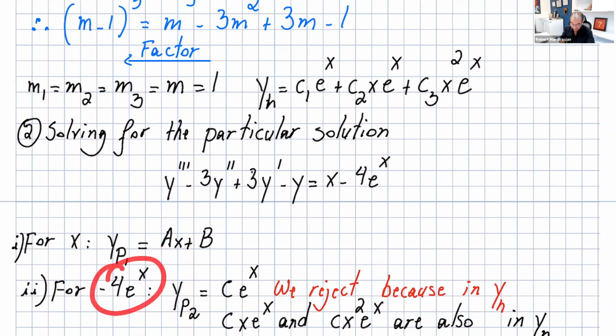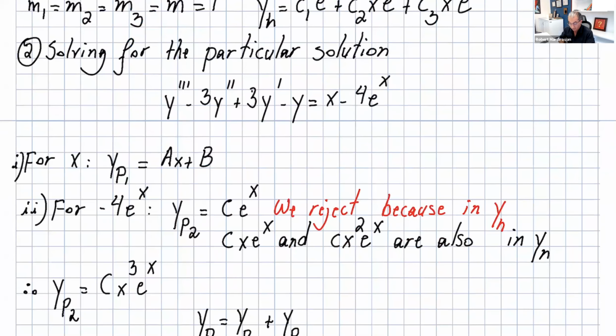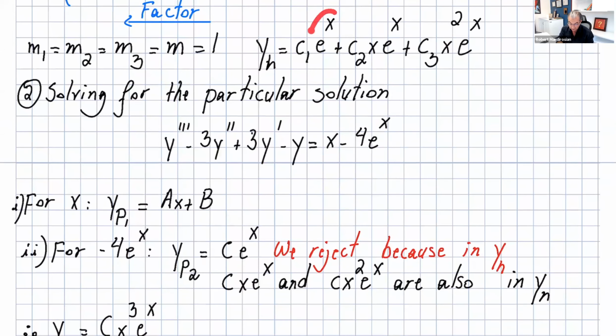And for the second particular solution, it's an exponential function, and that's a constant. So you write that as c e to the power of x, but we cannot take that. That's why I'm going over this problem, because that's already in the homogeneous solution.